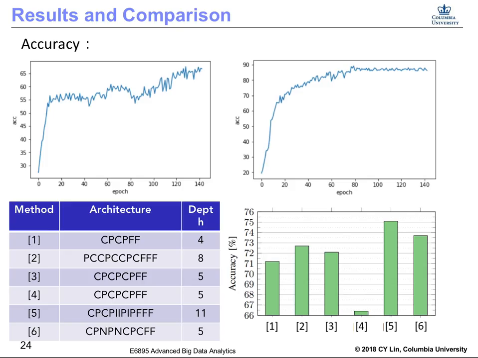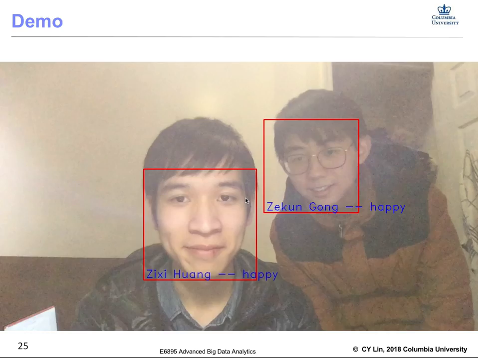Then, this is the result of our recognition. On the FER dataset, we get accuracy of about 67%, and on the CK+ dataset, we get accuracy near 99%. Here is the demo.